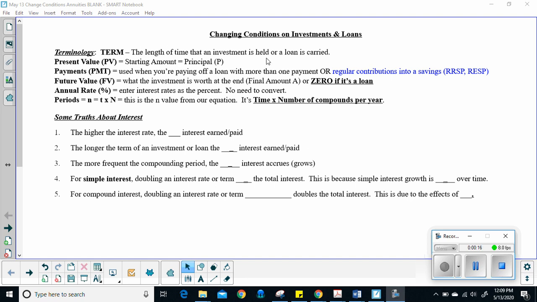Term is the length of time that the investment is held or a loan is carried. Present value, which is PV, which is your starting amount, which is your principal, which is your P. I know finance has 100 words for the same thing. Payments, we can use the short form PMT.